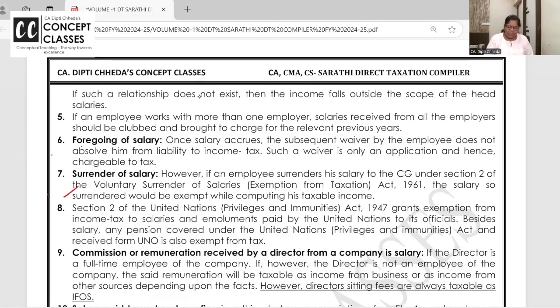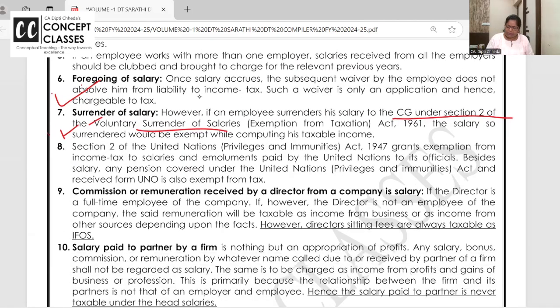There are two terms which are used in MCQs. One is foregoing of the salary. I'm receiving the salary, but then I'm saying to the company, don't give me the salary, give it to my younger sister, and she's actually paying her education hostel expense out of that. I'm not receiving salary, yet it's taxable. I'm trying to divert my income. But if genuinely I'm surrendering my salary under the Central Government Voluntary Surrender of Salaries Act, it's not taxable, right? Okay. Then any salary and all perquisites, whatever they are paid to UNO members and all, it's all exempt.